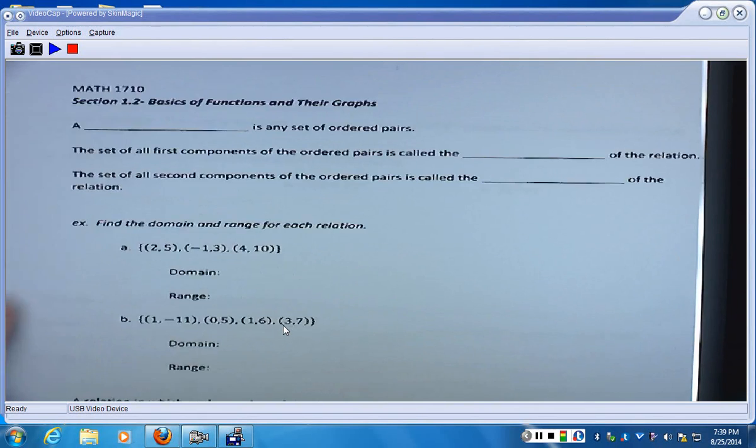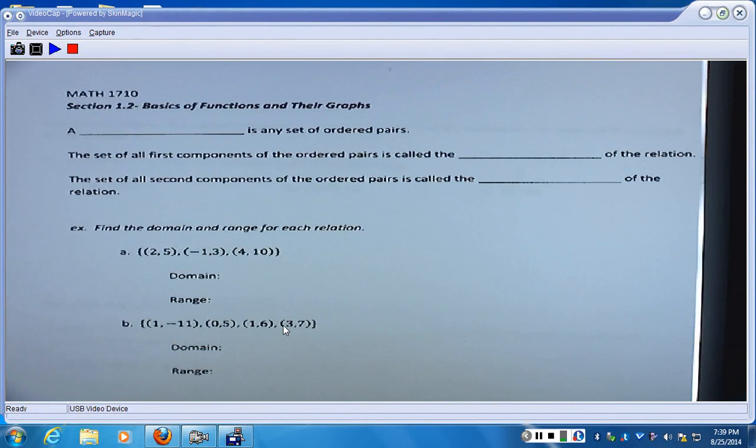All right, does anybody need to print this out? Did you print 1.2 out already? Go into D2L and print it out. And I could pause it.